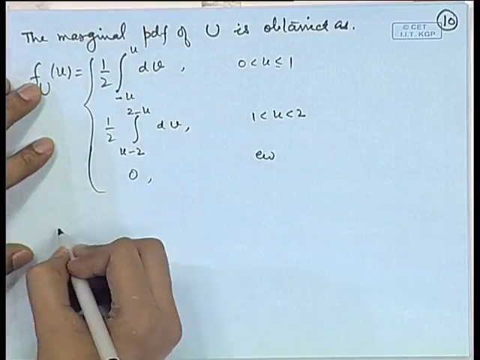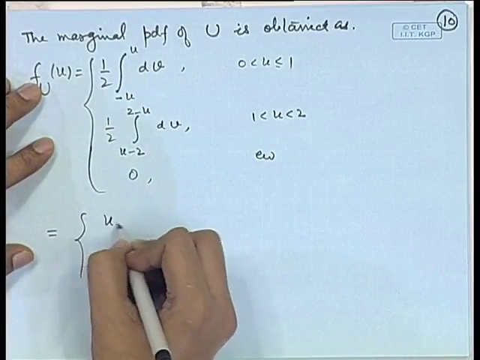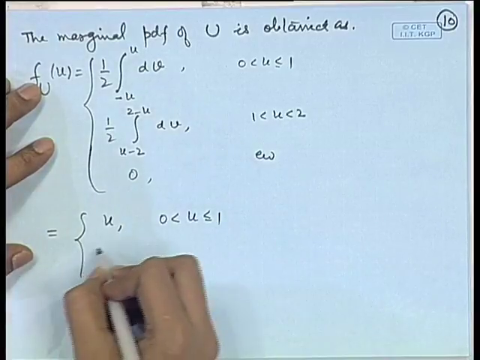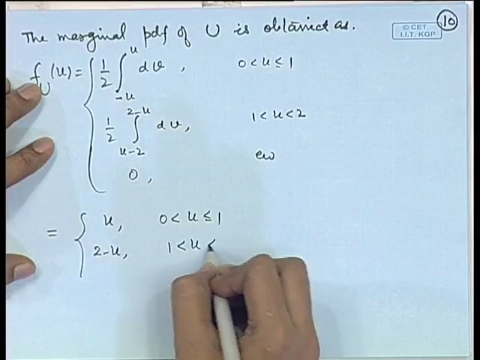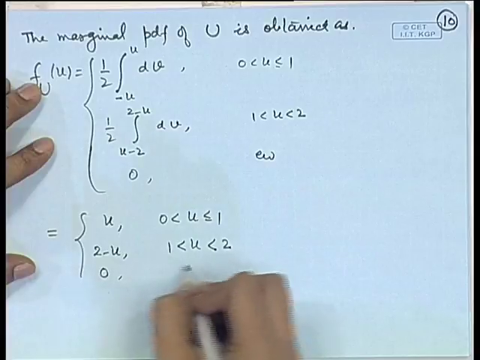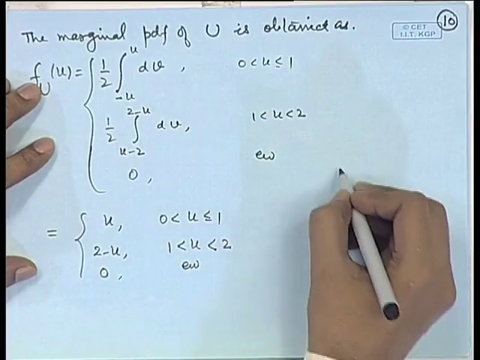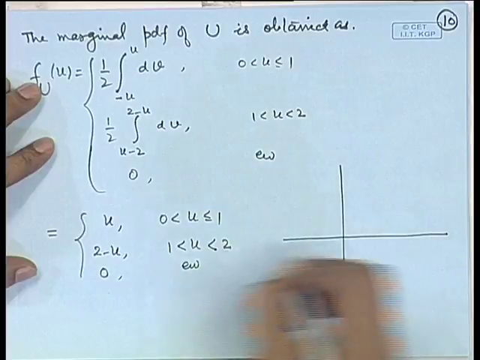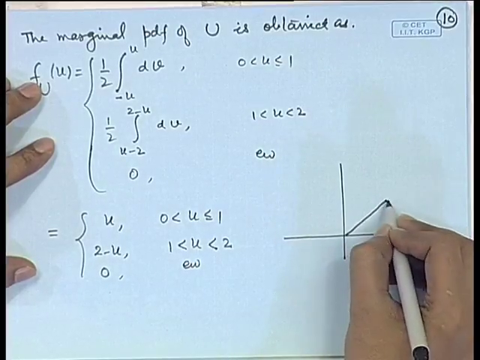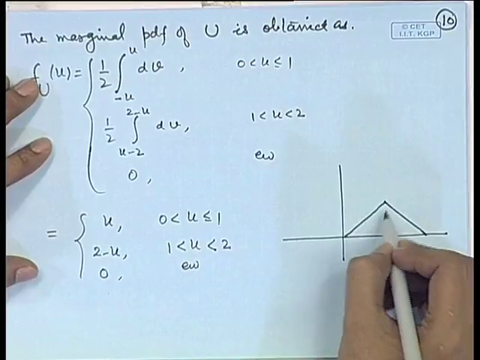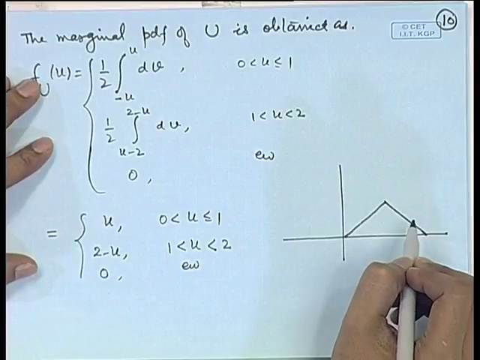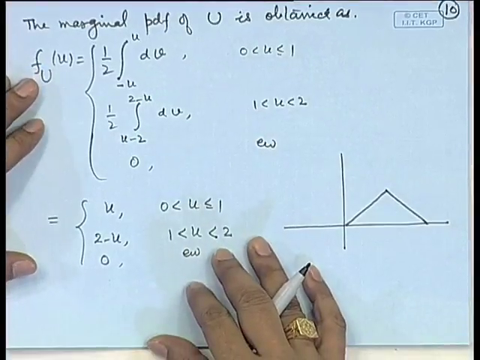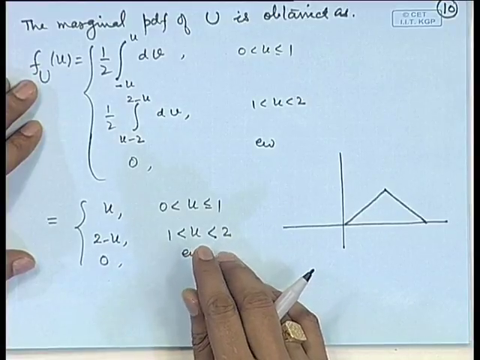So, after simplification, this turns out to be u for 0 less than u less than or equal to 1, it is 2 minus u for 1 less than u less than 2 and 0 elsewhere. Notice here this is a triangular distribution, 0 to 1 and 1 to 2. So, the distribution of the sums of two independent uniform random variables is actually a triangular distribution. In a similar way, we can obtain the marginal density of V also if we integrate with respect to u.